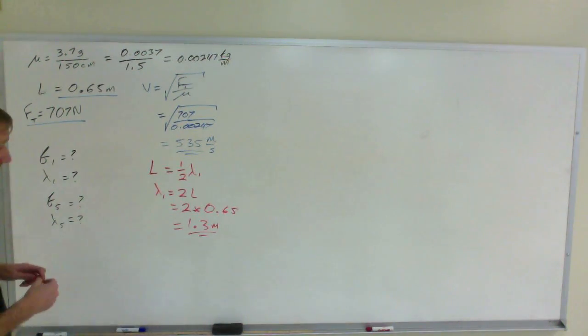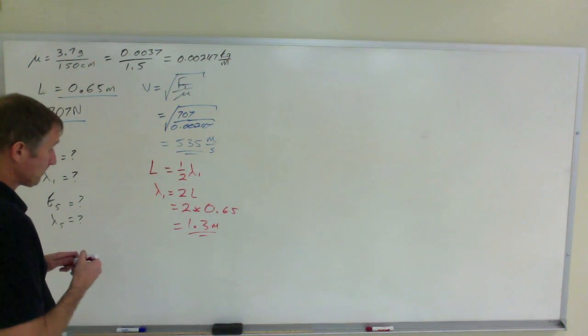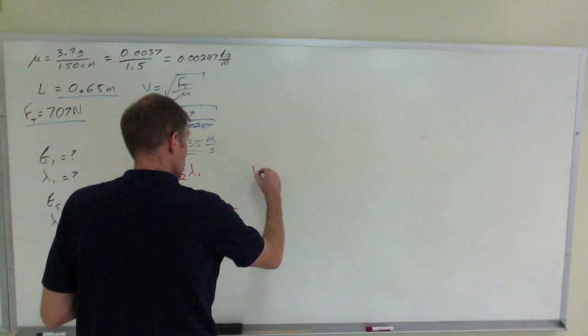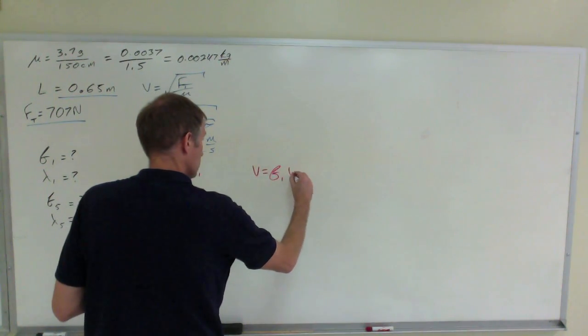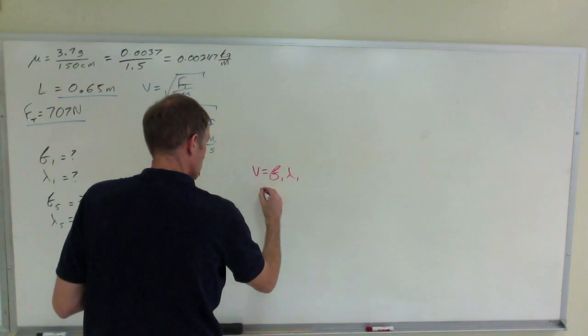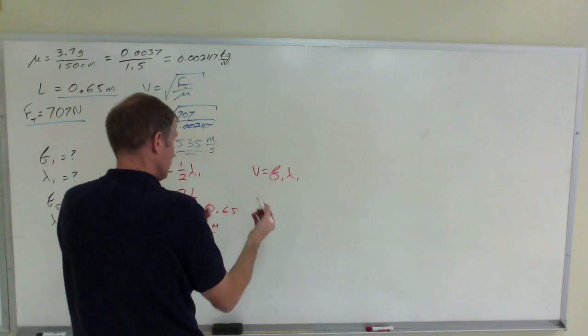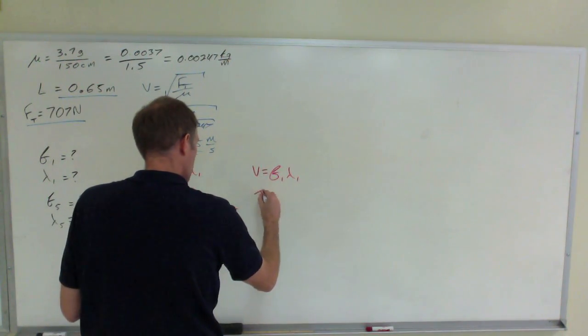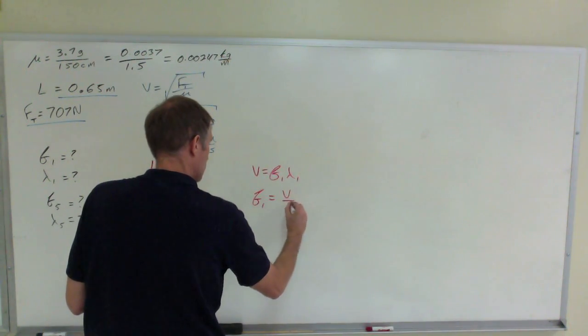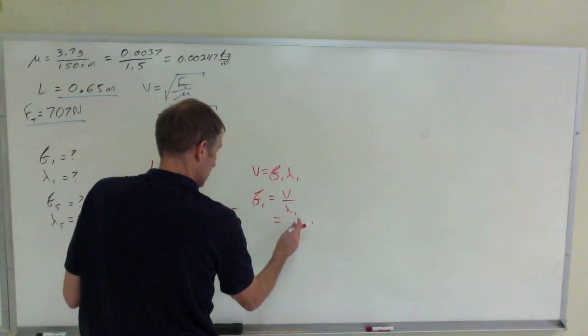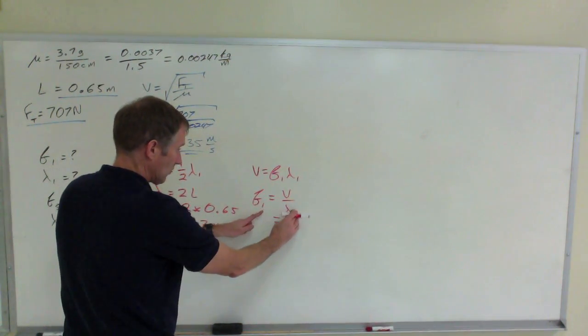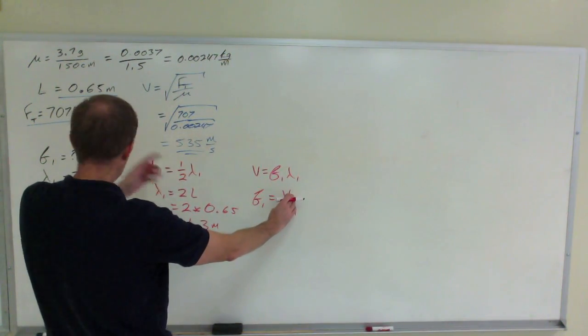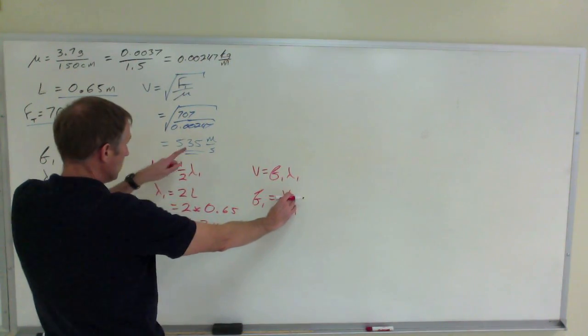What about the fundamental frequency? Well, V equals f lambda. I can put in my numbers and solve for f. So f1 equals V over lambda1. I'm using a 1 here because this is the fundamental. Remember, the V doesn't change no matter which harmonic you're talking about.